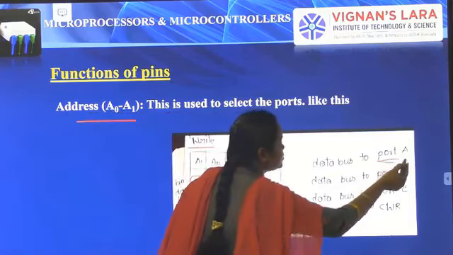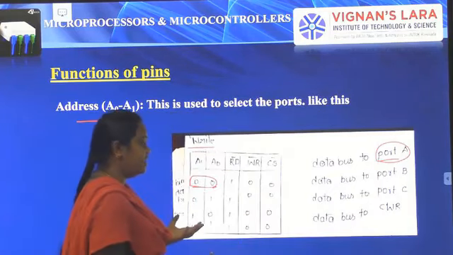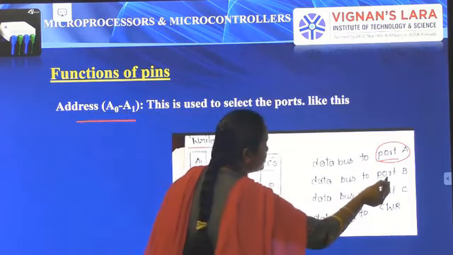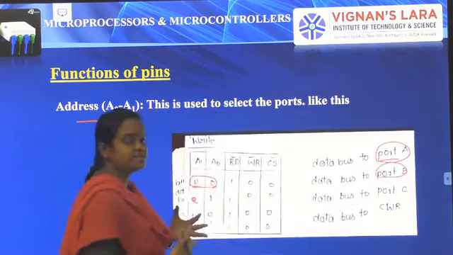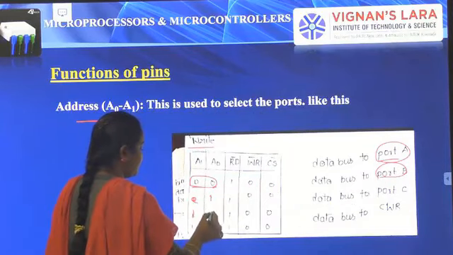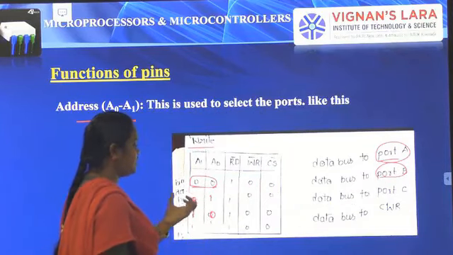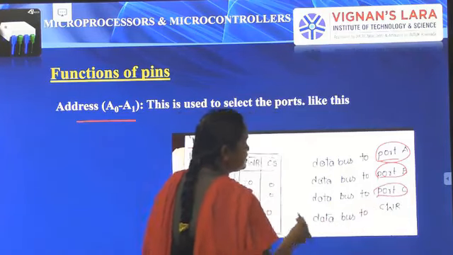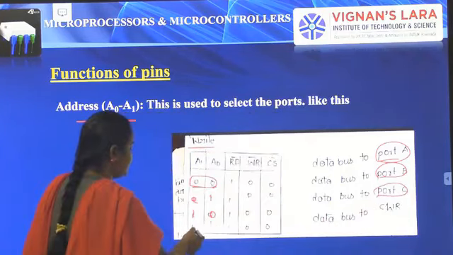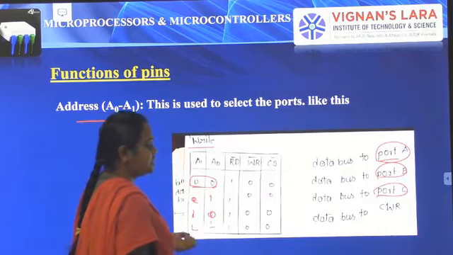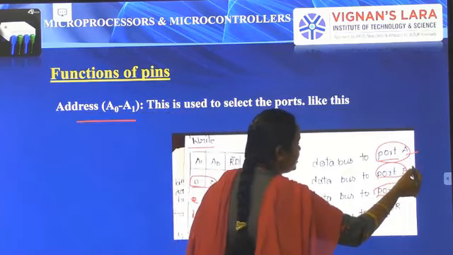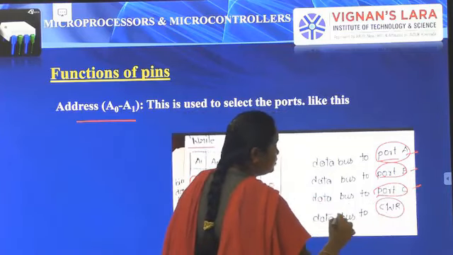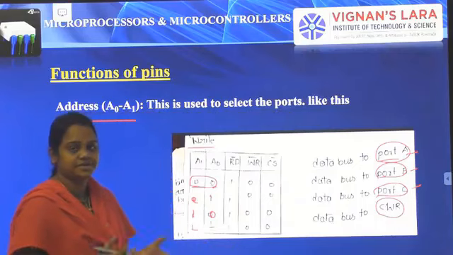That means port A is going to handle the system bus, and whenever the logic is 0 1, port B is handling the system bus. Whenever A1 is 1 and A0 is 0, then port C is handling the system bus. And when both are 1 and 1, then there is no operation: port A, port B and port C are in rest mode, and we only write the data to the registers.